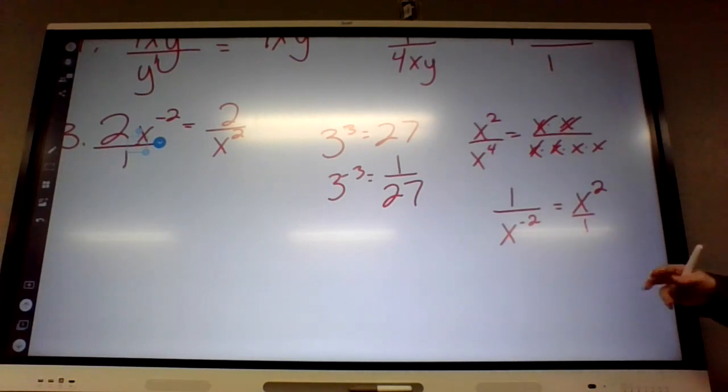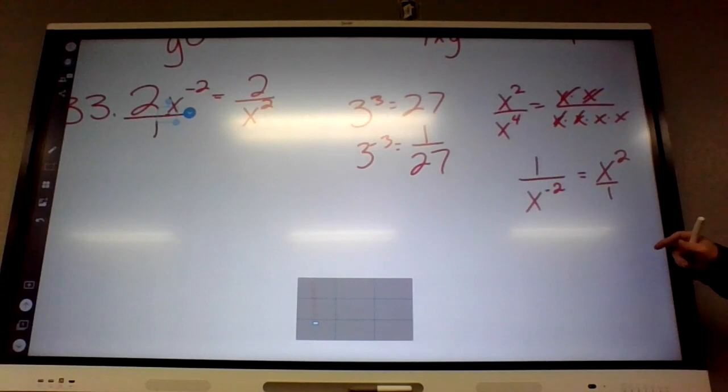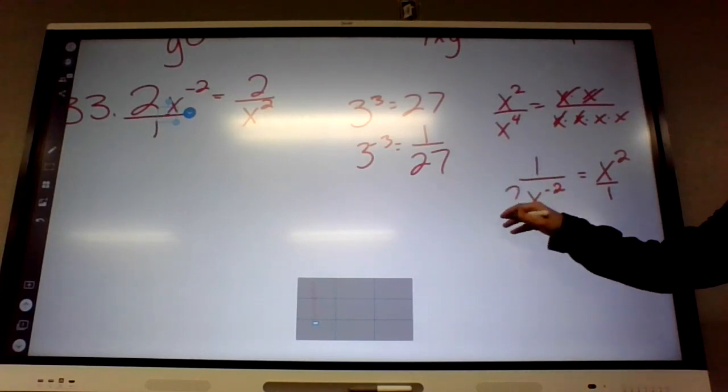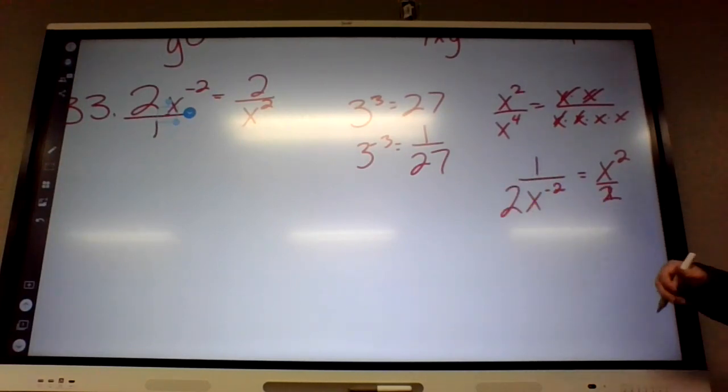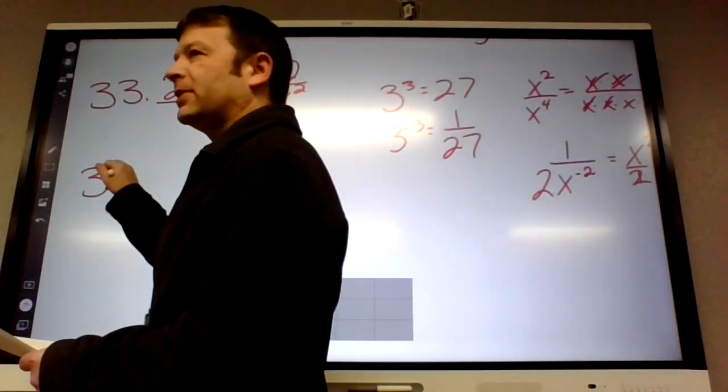If it were 1 over 2x to the negative second, would the 2 stay at the bottom? Yeah, the 2 would stay on the bottom right there. Yeah. Okay, 30. I kind of lost my place.